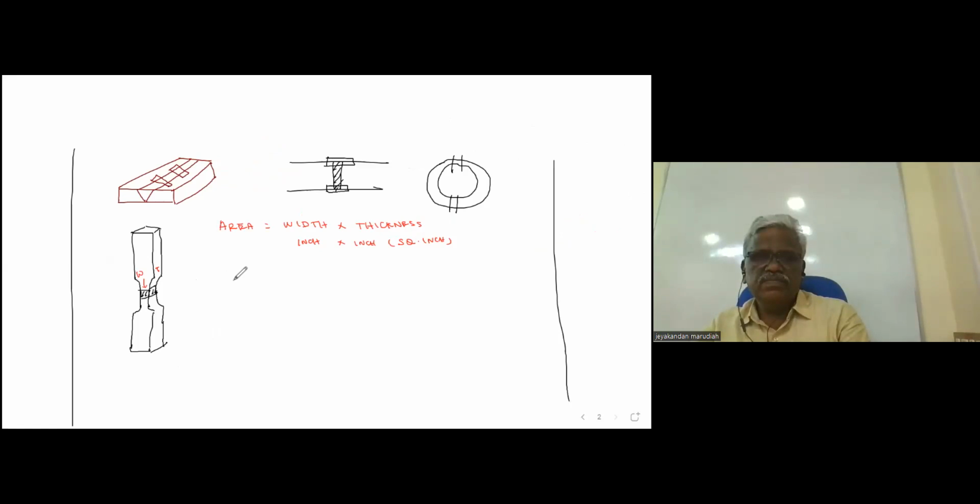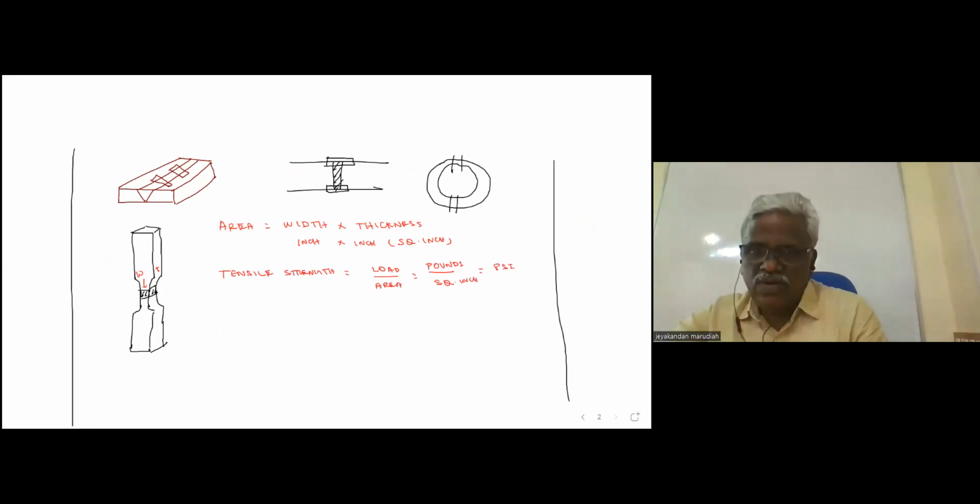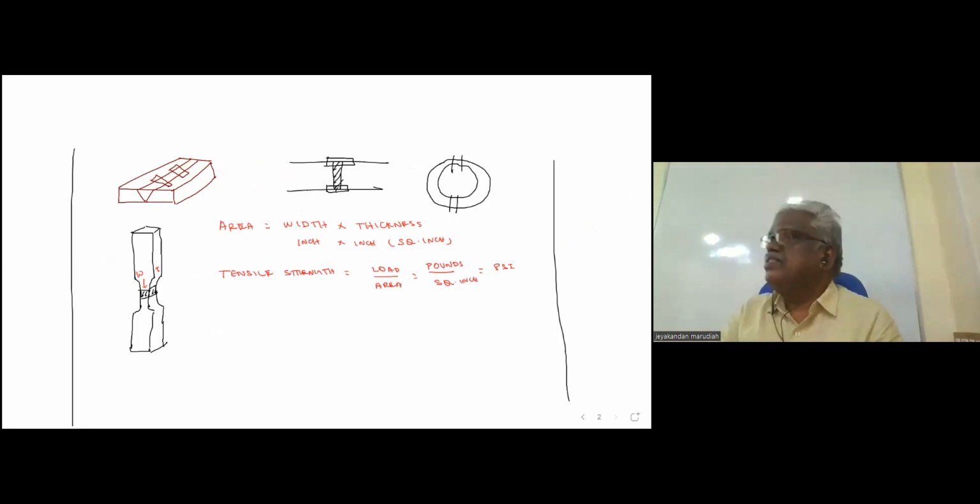So how to calculate the tensile strength? The tensile strength formula is equal to load divided by area. Load will be shown in pounds, area in square inches, which we already measured, so we will get the answer in PSI. Now the next one is, what is the acceptance criteria as per ASME Section 9? This understanding is very important. It is an open book question only.